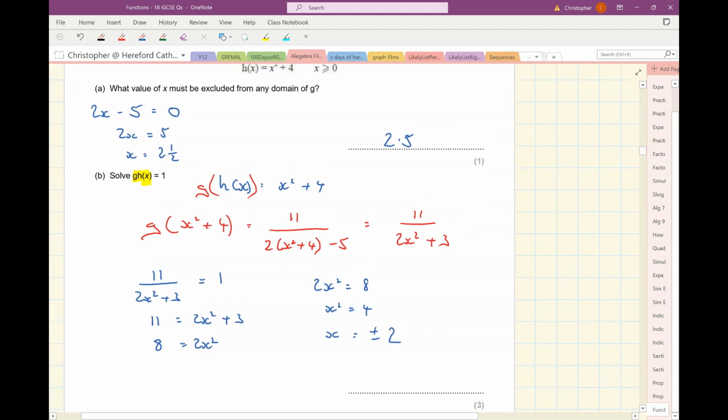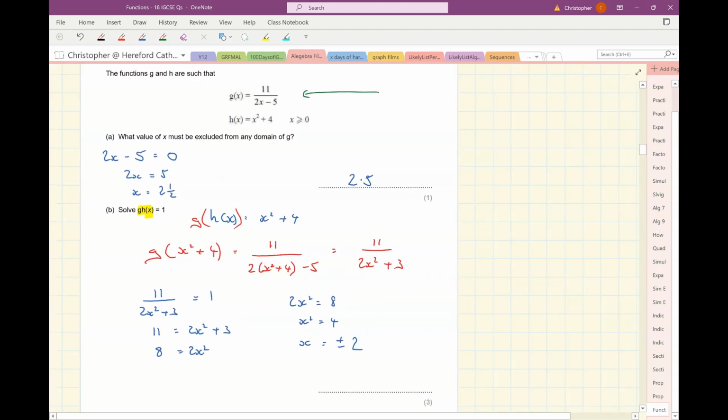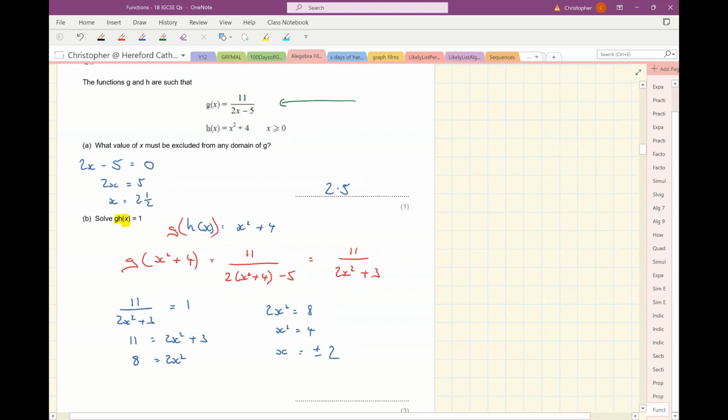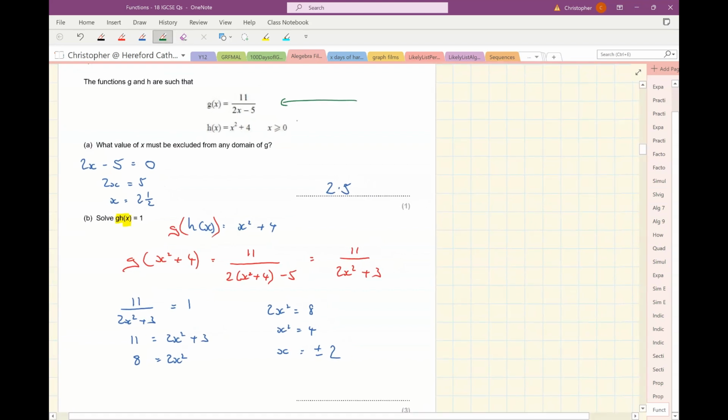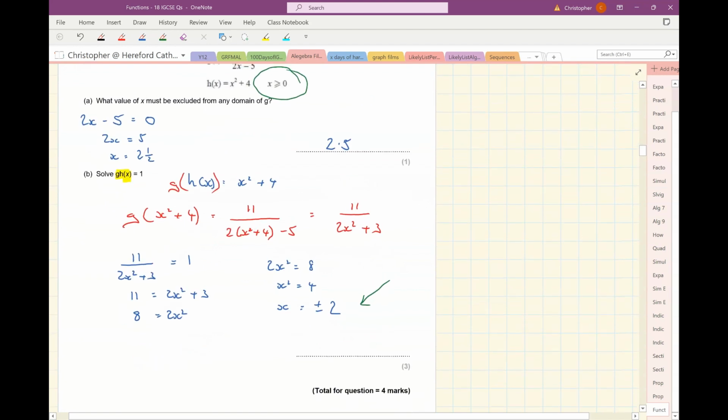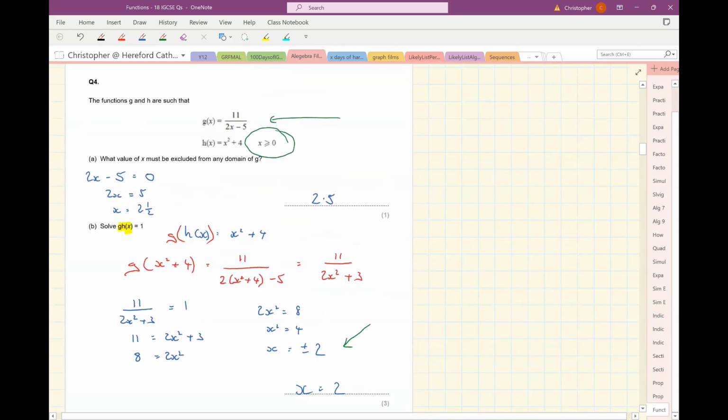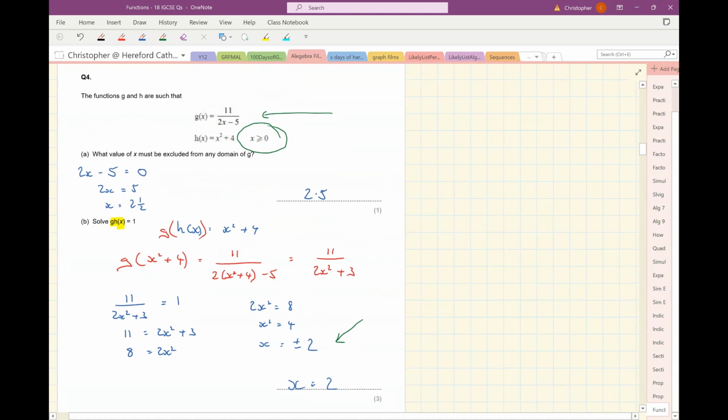Now let's just come up to the top and check there are no restrictions on the value of x. Look at this. x has got to be greater than or equal to 0. So one of these solutions is invalid. And my answer to the equation must be that x is 2, because the possible answer x equals minus 2 is not valid according to the definition of the function h. And that is question 4.